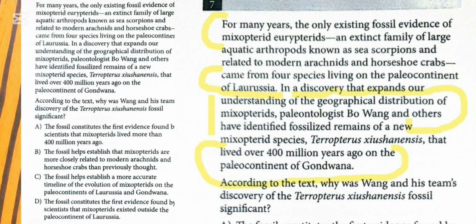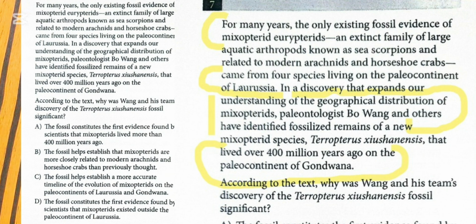So from the beginning, I have for many years the only existing fossil, I've seen that word fossil, evidence of Mixopterids, an extinct family of whatever, came from 4 species. So for many years, they have seen this particular species from a certain kind of continent, from the paleocontinent of Laurasia. So I'm seeing something that is pointing to that scientific jargon, but I've not seen it precisely. But what I've seen from here is that for many years they have found a certain kind of species in a certain kind of geographical location.